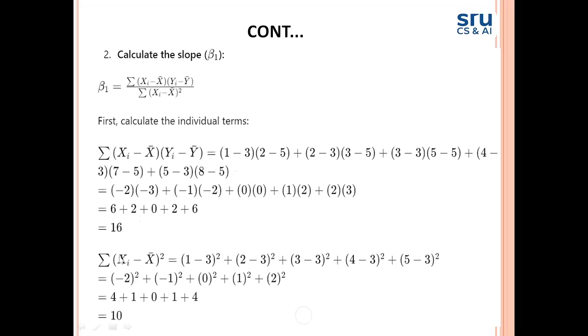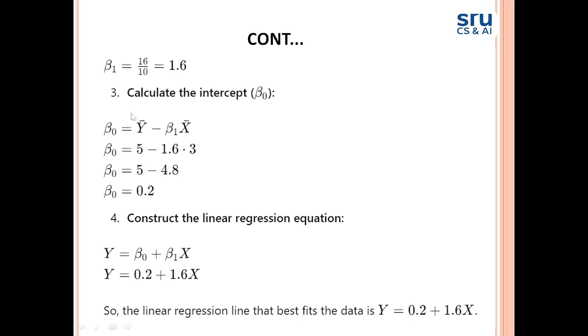Next, we have the summation of (xi minus x bar) whole square. We have to vary this i from 1 to the number of data samples. Here the number of data samples is 5. So we put all these values and we get 10. Next, by putting all these values, we get beta 1 is equal to 1.6.